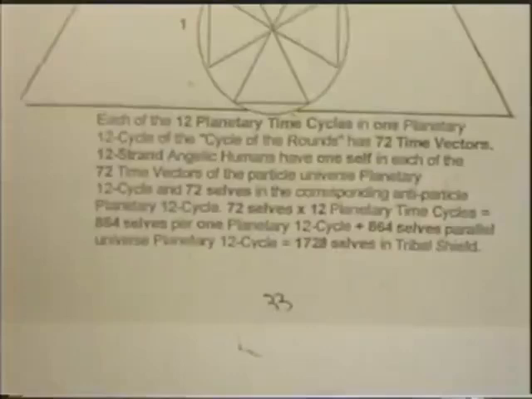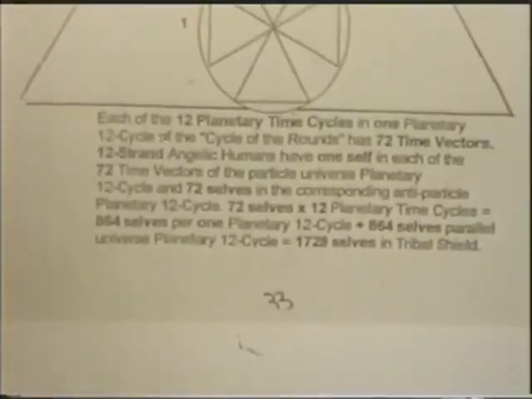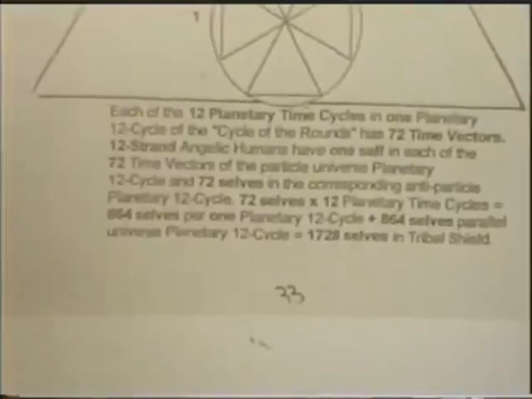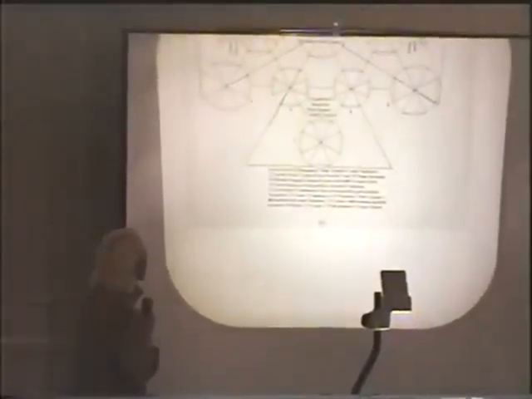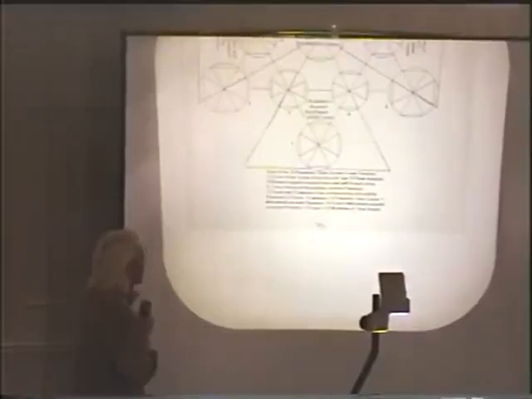Now, all right, I'll just read this. Each of the 12 planetary time cycles in one planetary 12 cycle of the cycle of the rounds has 72 time vectors. 12-strand angelic humans have one self in each of the 72 vectors of the particle universe planetary 12 cycle and 72 selves in the corresponding antiparticle planetary 12 cycle. 72 selves times 12 planetary time cycles equals 864 selves per one planetary 12 cycle plus 864 selves in parallel universe planetary 12 cycles. That's where you get your 1,728 cells in your own personal tribal shield.